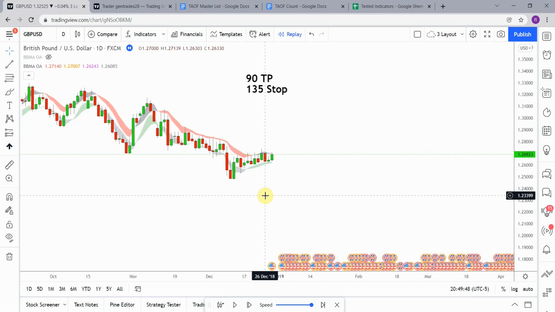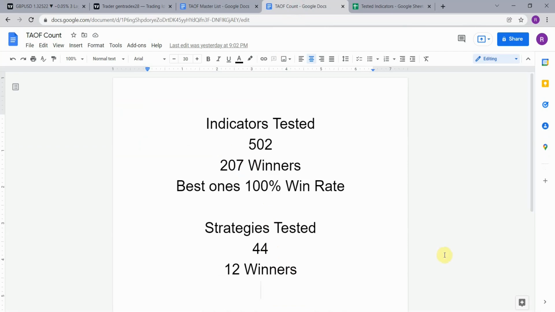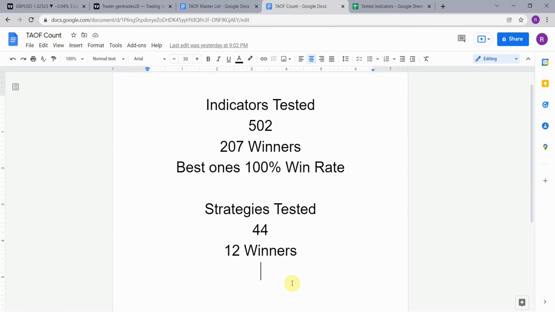Alright, as I said, today we will be testing the BBMA indicator. Before we do though, I wanted to put the testing scoreboard up for everyone to see. So to date, we have tested a total of 44 different strategies, with 12 of them being winners. We've also tested a total of 502 indicators, with 207 of them being winners. The best ones so far were able to achieve a 100% win rate.